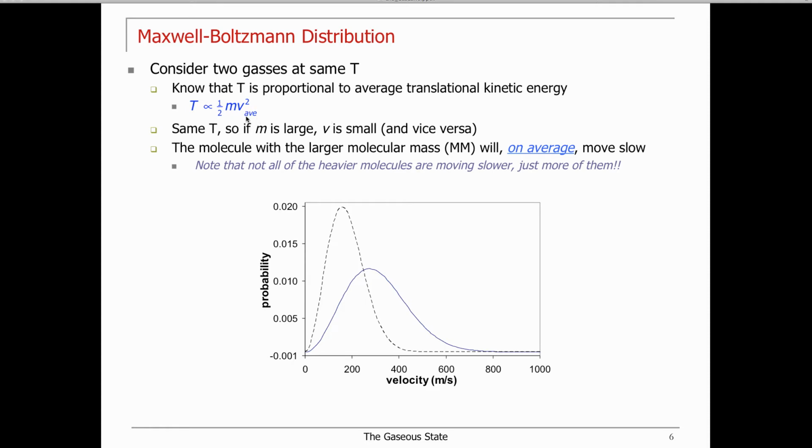Notice this average, it's very important. So on average, heavier molecules move slower. We can see that in the graph. This dotted line here represents the heavier molecule, that it must be moving on average slower. As you see, there's a lot less molecules moving fast than there are moving slow.